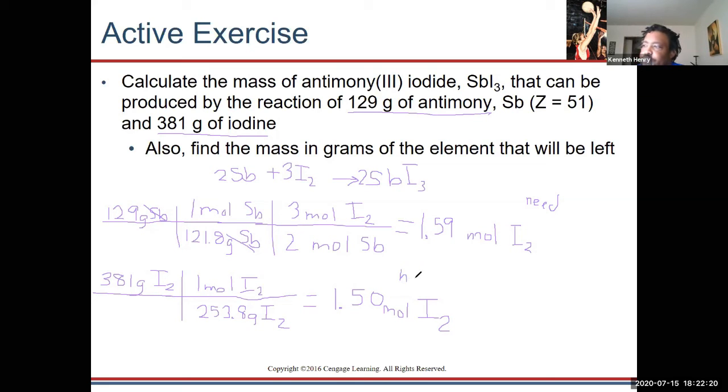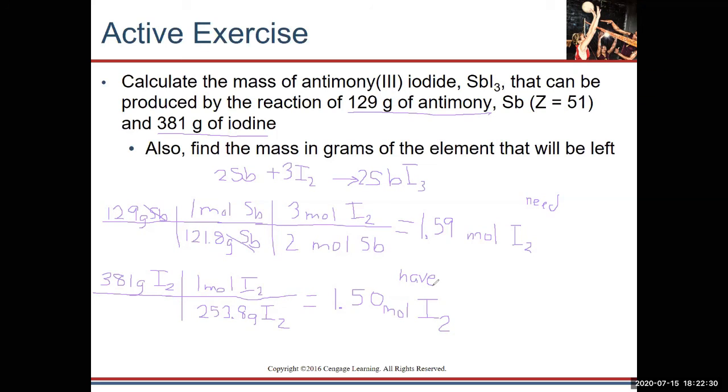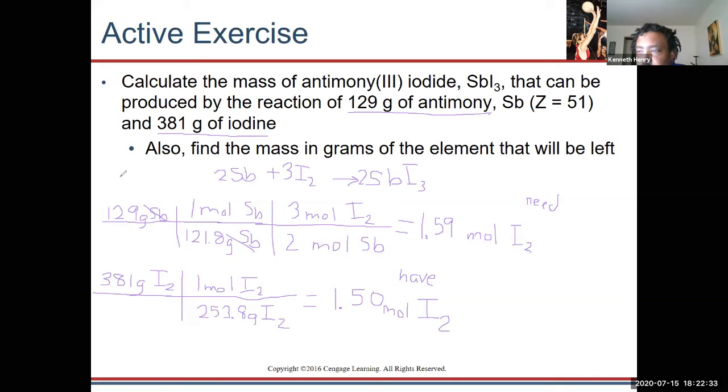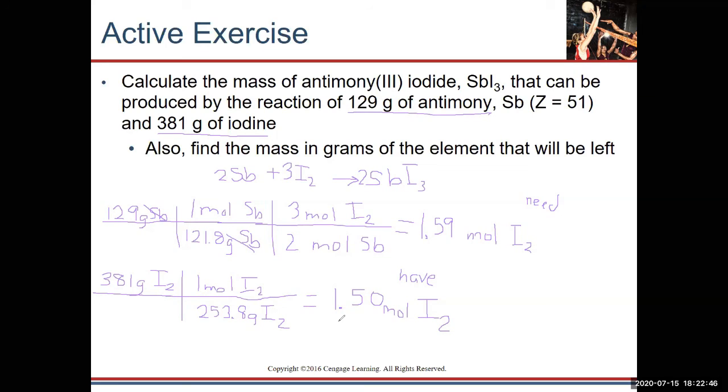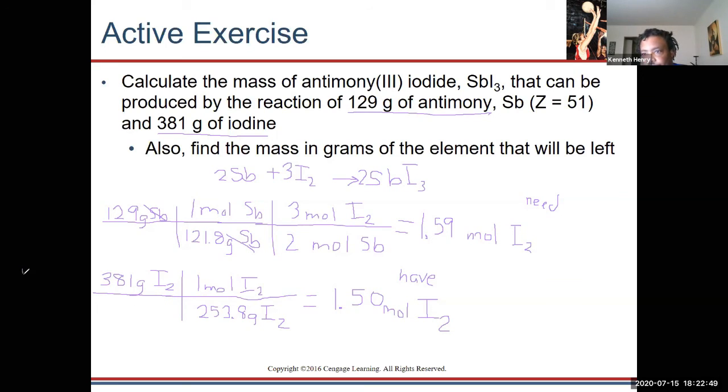And this is what I have. Okay, so this is what I need to react with all of the antimony. Is that greater or less than what I actually have of iodine? Less than, right? So that means that this guy here is going to be limiting, right? Yeah, limiting. So our iodine is limiting, and then SB is in excess.